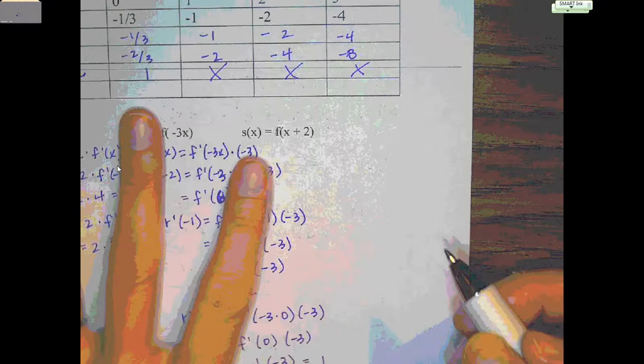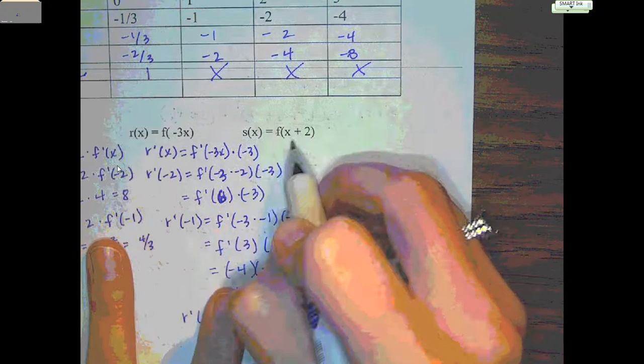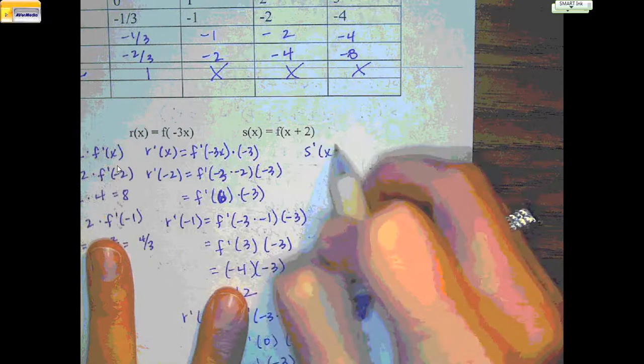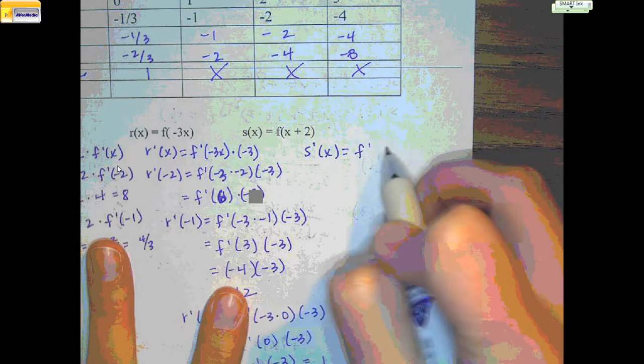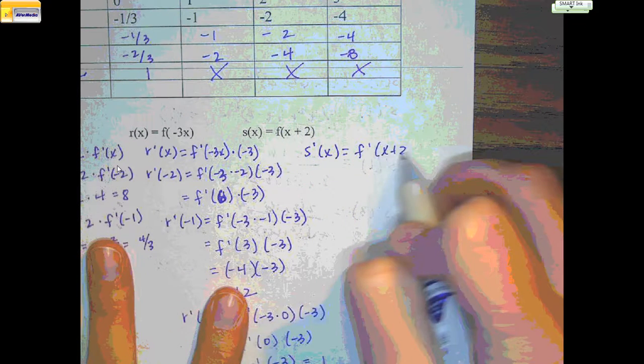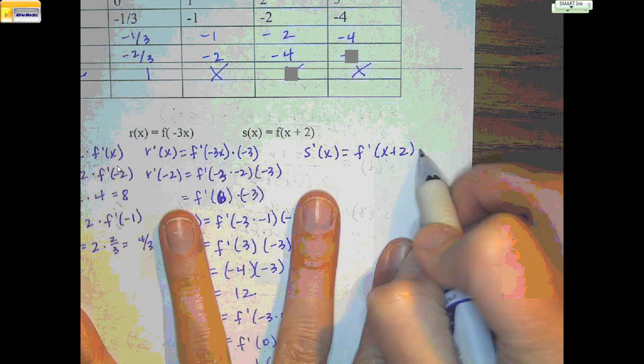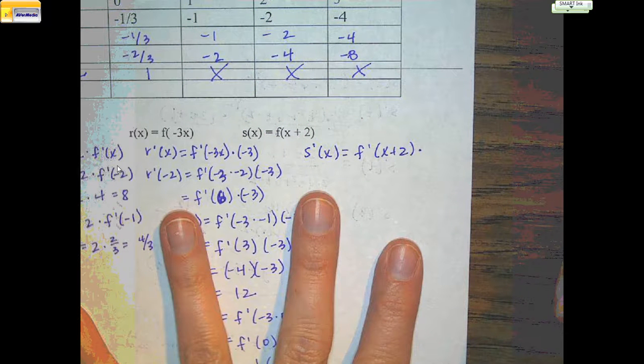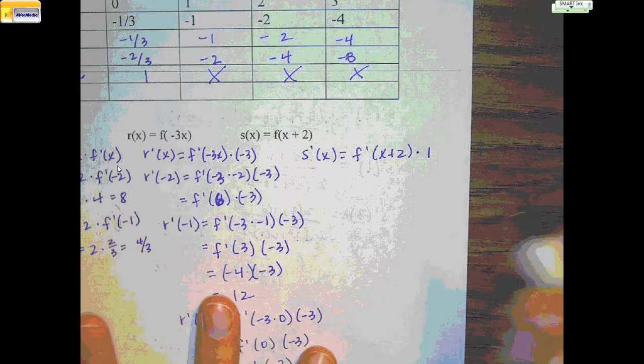S at x. We're finding the derivative of this guy, and again, we've got a function inside of a function. So the derivative of S at x is going to be the derivative of f at the function on the inside times the derivative of the inside. What is the derivative of the inside? 1. So we probably don't even have to write that.